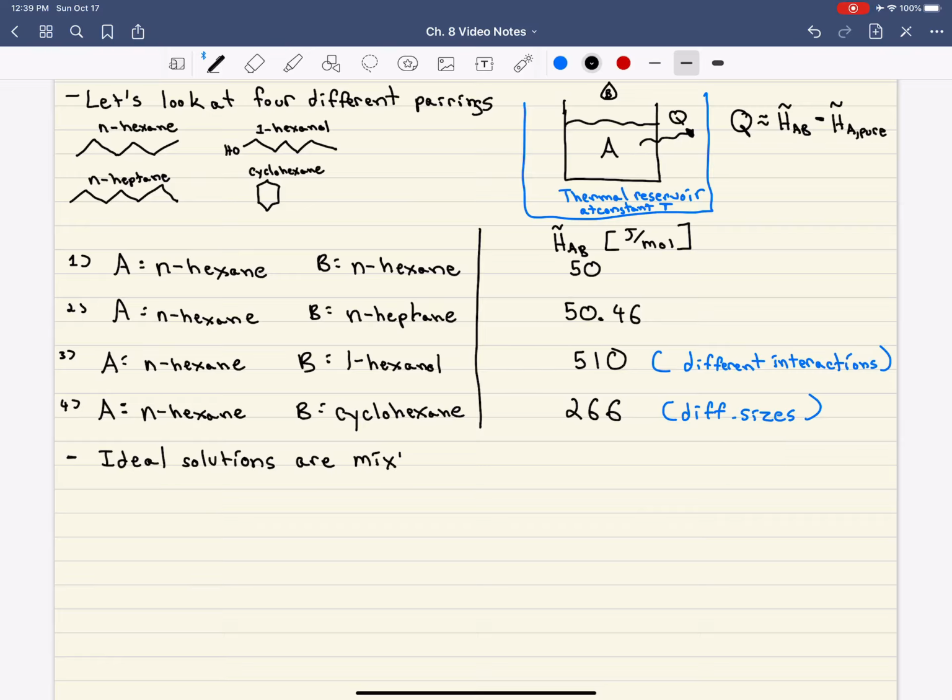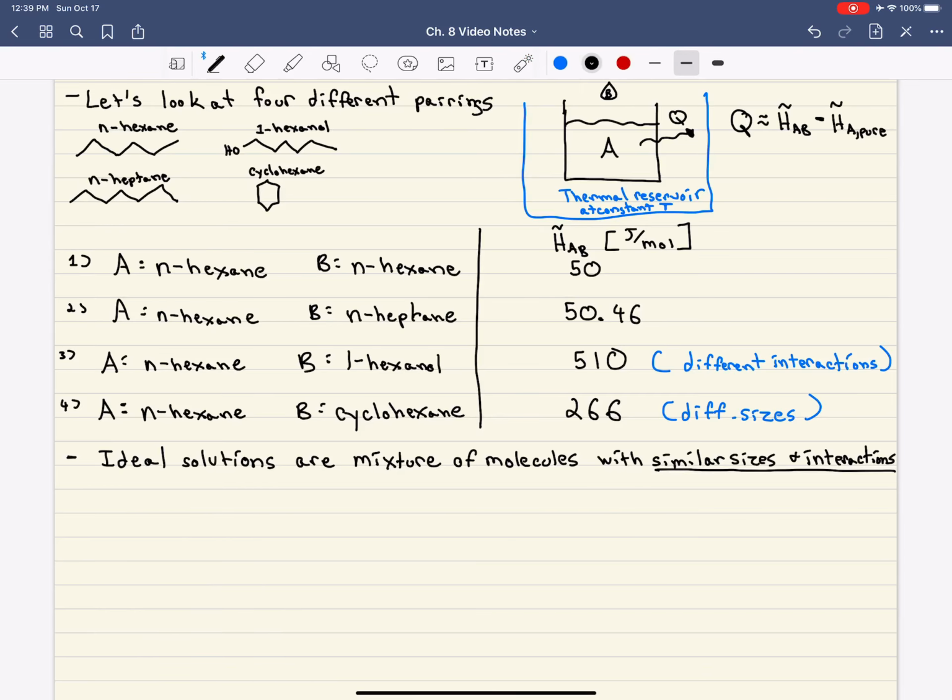To define an ideal solution, it is a mixture of molecules with similar sizes and interactions. Basically, if you put a drop of substance B in substance A, the B molecules in an ideal solution wouldn't be able to tell the difference between themselves and substance A. And so when we talk about an ideal solution, that's what we mean.